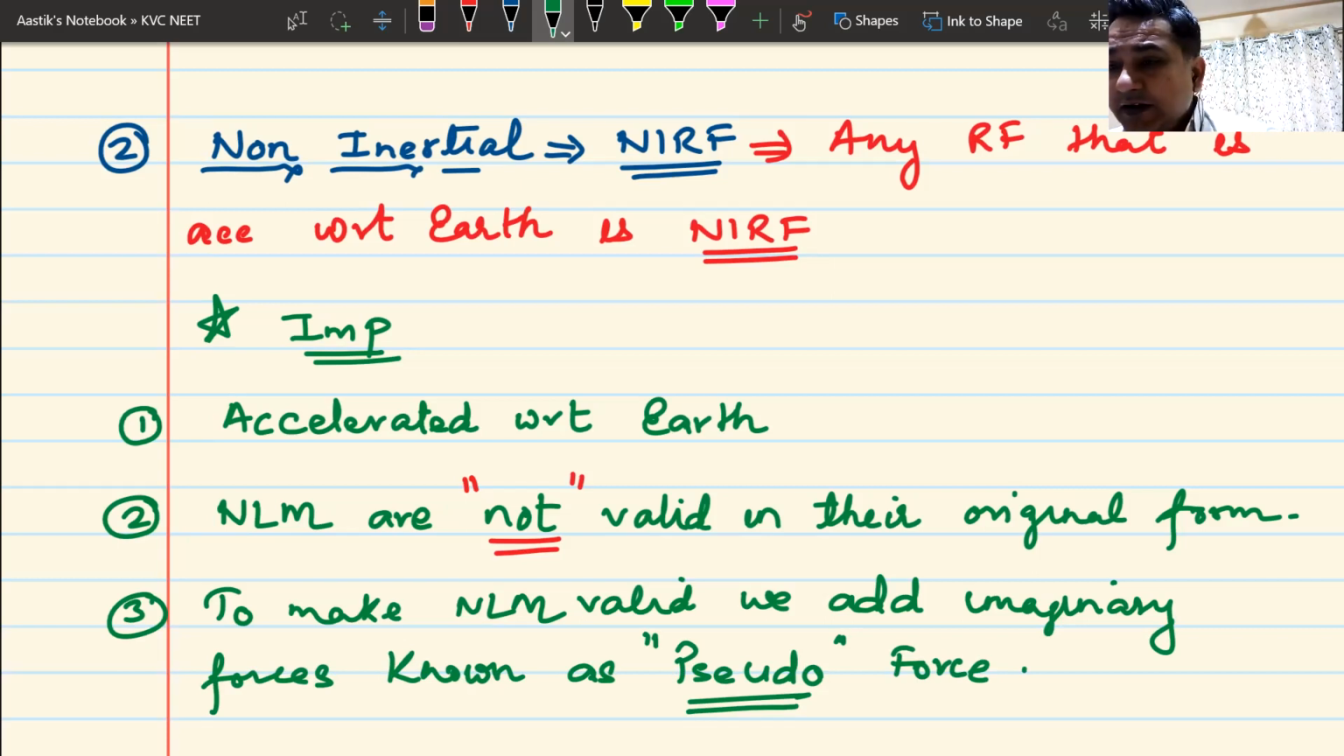Newton's laws are not valid. In order to make them valid, we have to add additional forces which are not real. Those forces are known as pseudo forces. Am I clear? Those are known as pseudo forces.